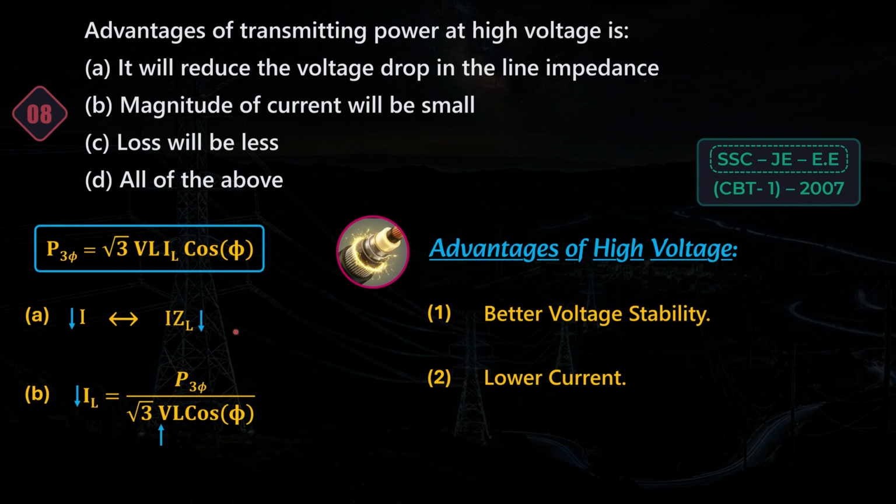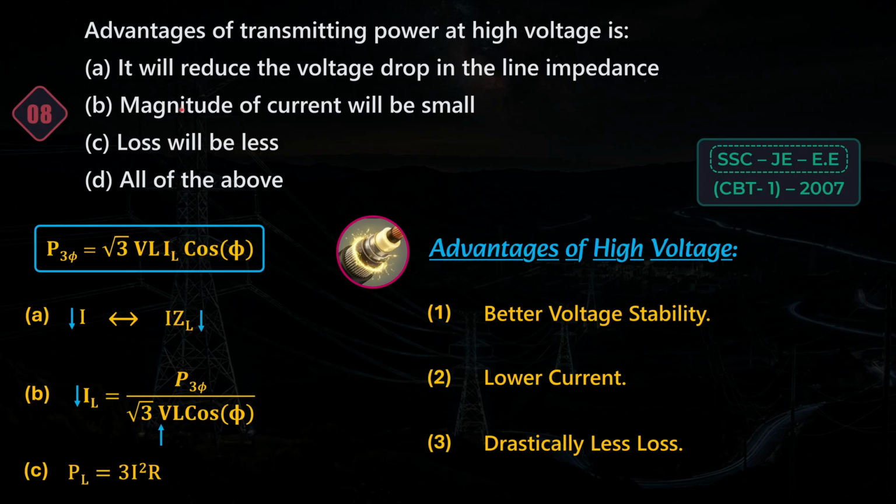Now, due to decreased voltage drop in the line impedance, voltage profile improves. That means we have better voltage stability. Now, let us validate the third option. We know that power loss is directly proportional to the square of current. As the magnitude of current gets reduced, power loss in the line will reduce. Therefore, when we transmit power at high voltage, magnitude of current will be reduced. Therefore, losses in the line drastically reduce.